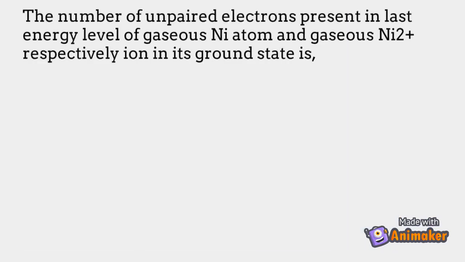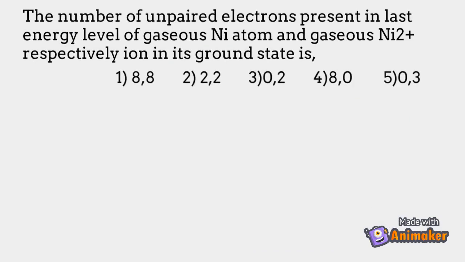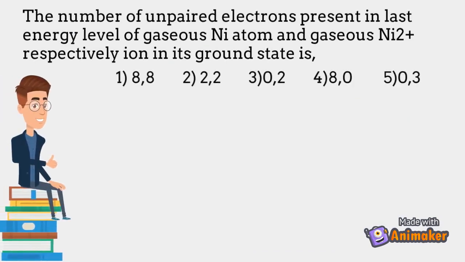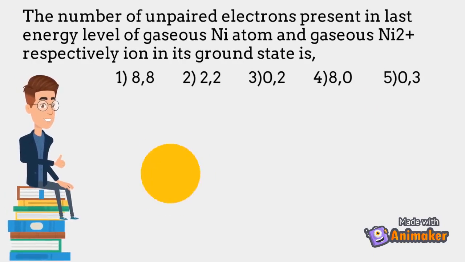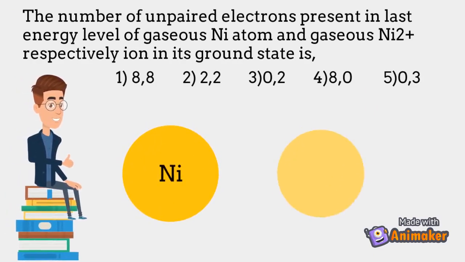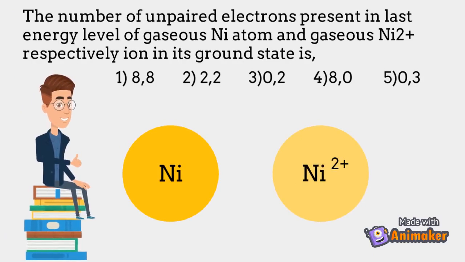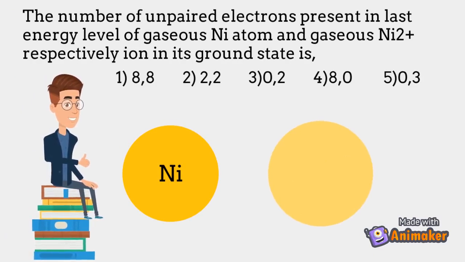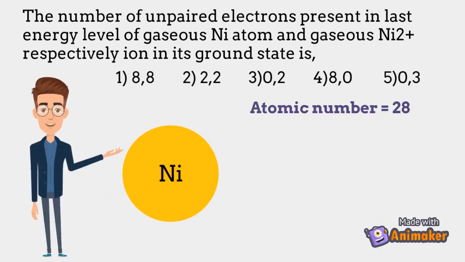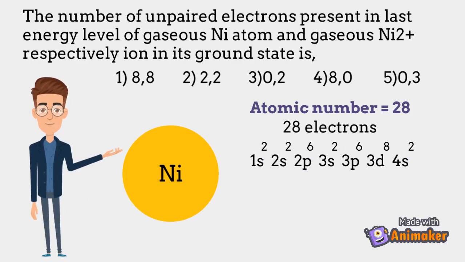Now let's do some revision. Here you have a model question, try this after pausing the video. The question is asking how many unpaired electrons are present in the last energy level of the nickel atom and its plus 2 ion. First we will write the complete configuration of nickel. Nickel's atomic number is 28, so it has 28 electrons. So in the configuration there are 8 3d electrons and 2 4s electrons.